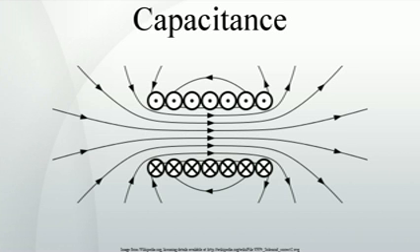Capacitance. Capacitance is the ability of a body to store an electrical charge. Any object that can be electrically charged exhibits capacitance. A common form of energy storage device is a parallel plate capacitor.